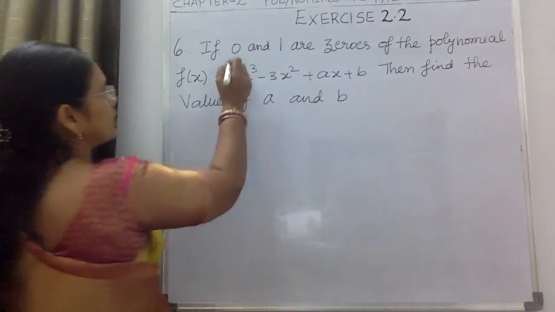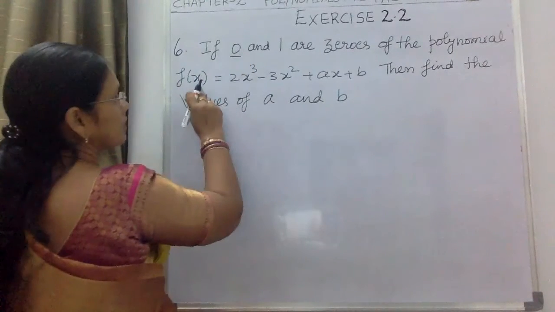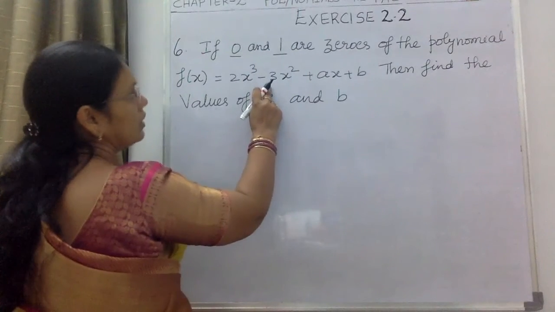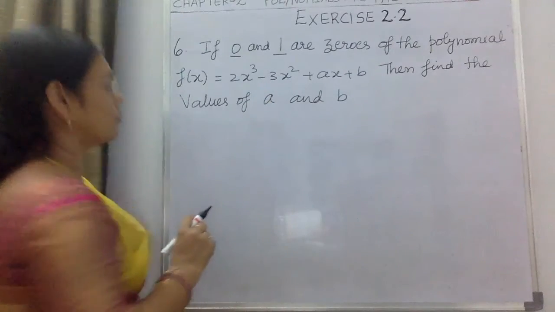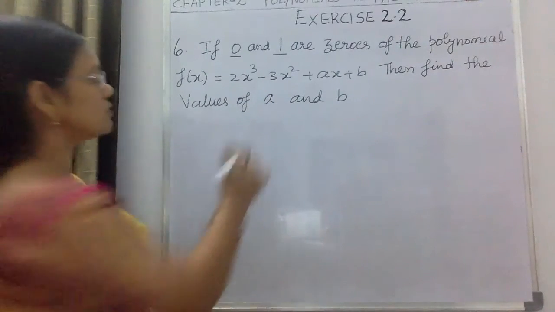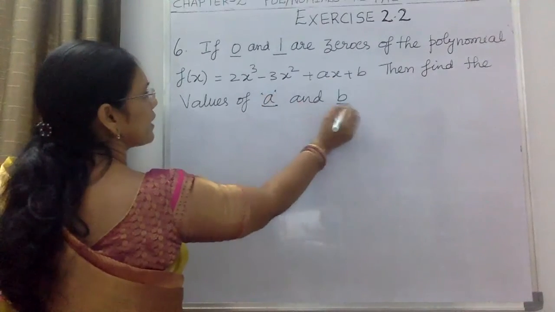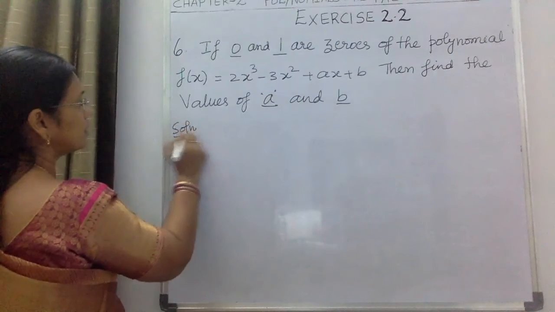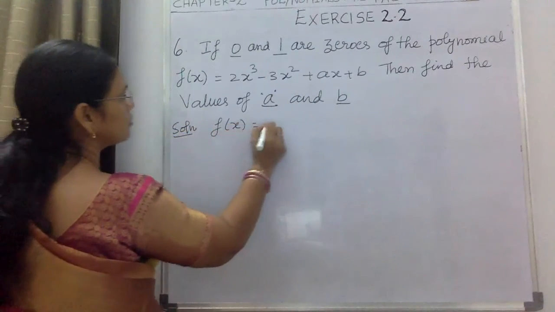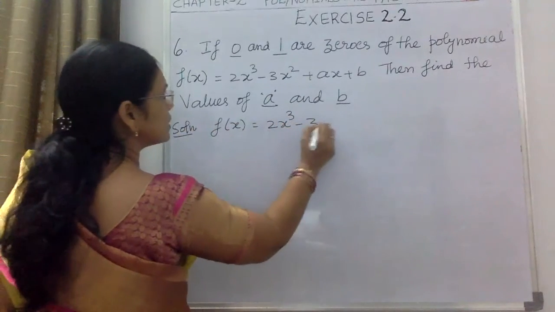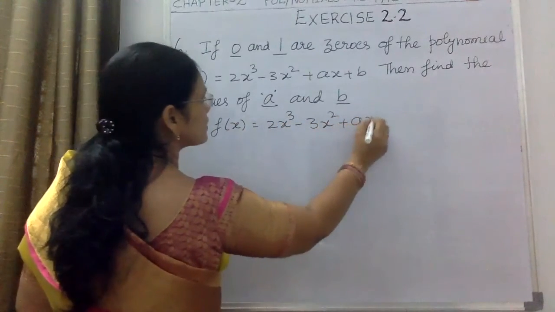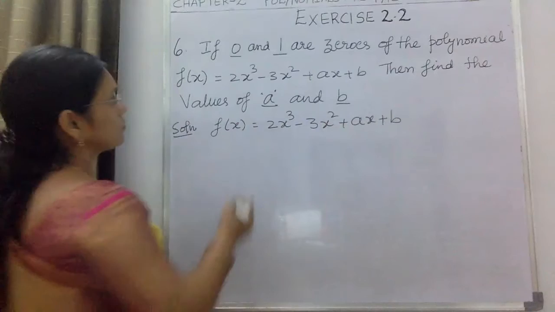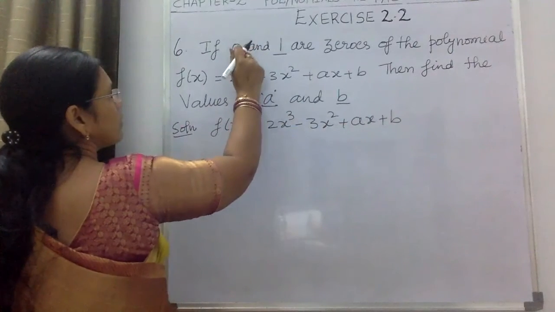So, the given clues are 0 is a zero of the polynomial and 1 is also a zero of the given polynomial. So, there are two zeros of the polynomial. By using the two zeros, we should find the unknown alphabets, that is a and b here. So, let us write the expression once again. f of x equals 2x cube minus 3x square plus ax plus b.